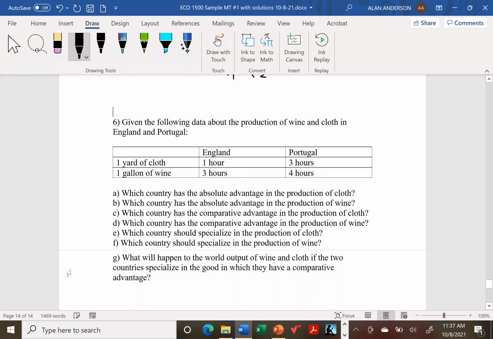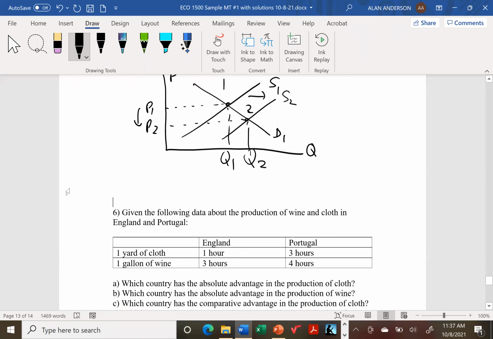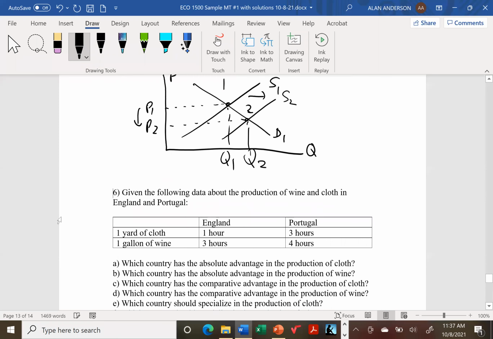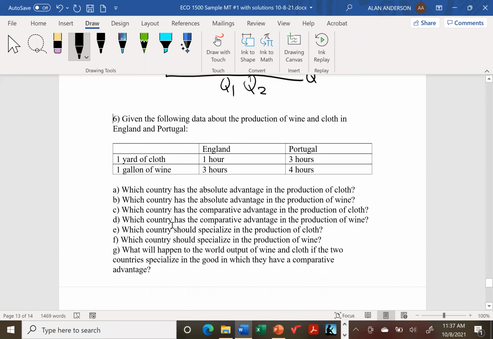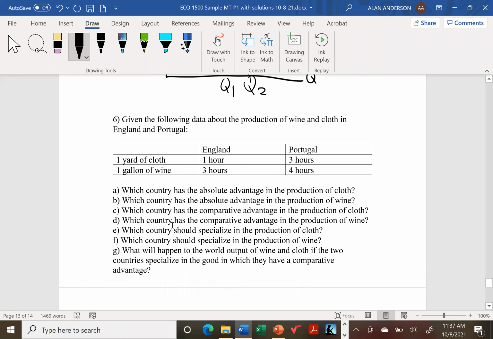Now, this one looks like it's going to be very, very scary, but it really isn't. I've kept the complications down to a minimum. We're looking at England and Portugal again. This is David Ricardo's classic example of comparative advantage. This is what he was writing about in his book, England and Portugal.